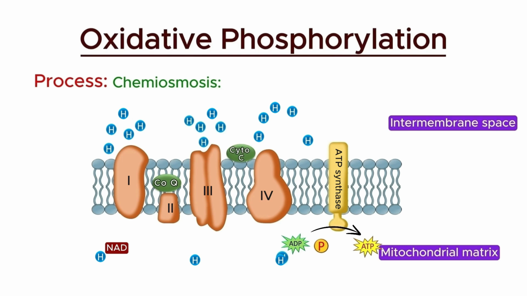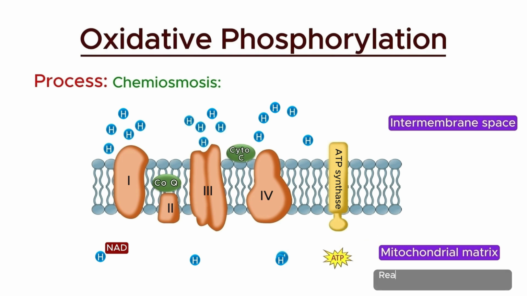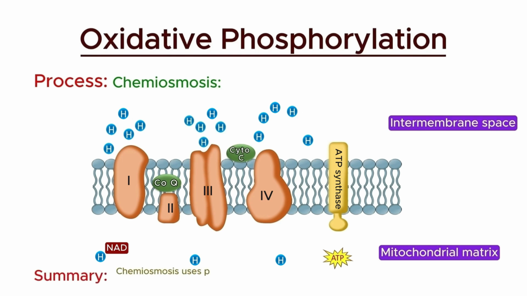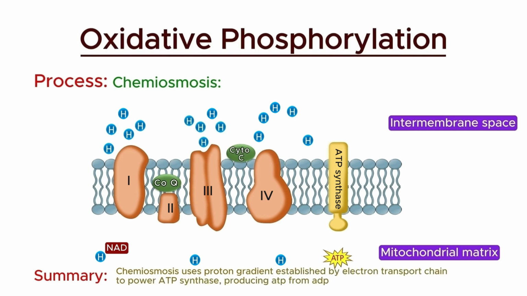Finally, the newly synthesized ATP is released into the mitochondrial matrix, ready to be used by the cell for energy-requiring processes. In summary, chemiosmosis uses the proton gradient established by the electron transport chain to power ATP synthase, producing ATP from ADP and inorganic phosphate. This process is crucial for providing energy for various cellular activities.